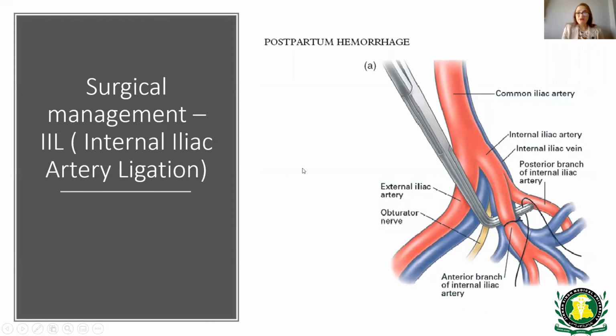Another way of management if the B-Lynch does not work is to go inside, look for the internal iliac, look for the uterine artery, and ligate it. This is something which requires skill, requires a senior obstetrician. Hence, you need to call a senior obstetrician. You may need to take help from a general surgeon or a vascular surgeon to do that as well. Internal iliac ligation is very helpful, especially when you have low resources, when you do not have any resource for uterine artery embolization, or you do not have any facility for immediate hysterectomy and somebody is still bleeding.